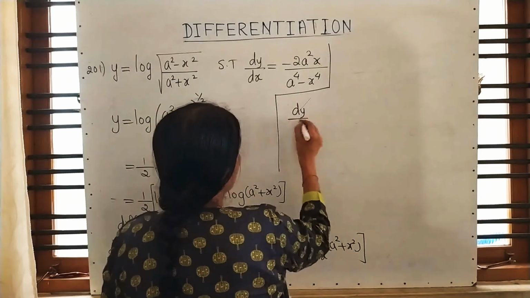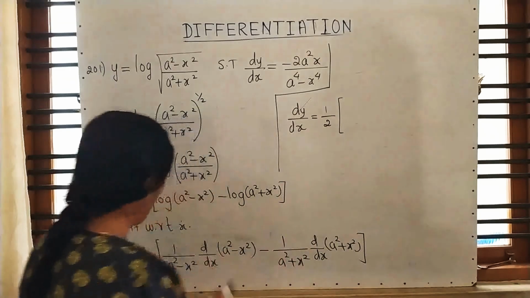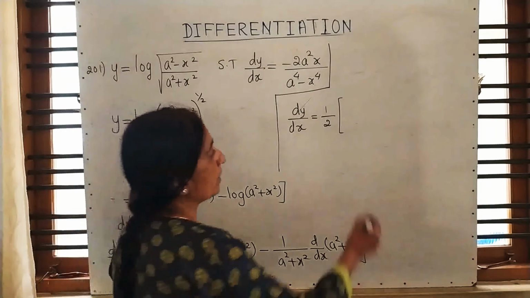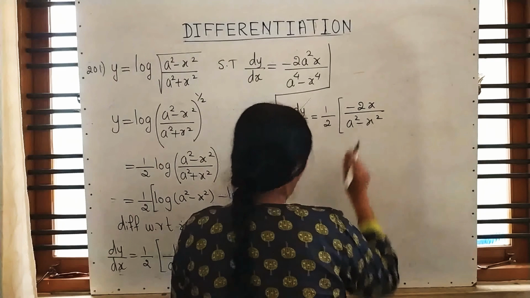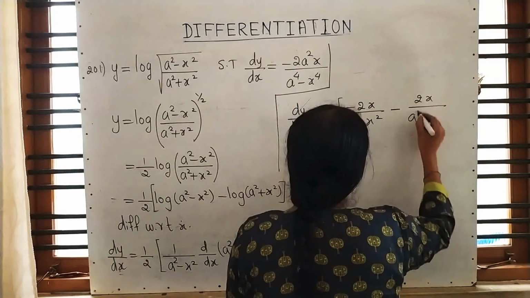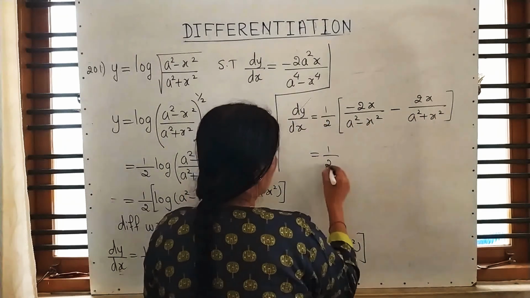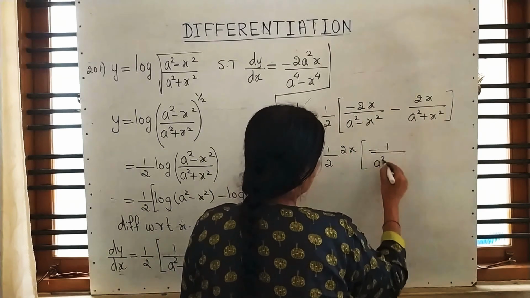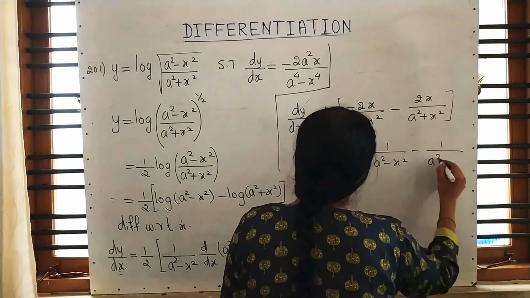dy upon dx is equal to 1 by 2, I kept outside as it is. What is the differentiation of a square minus x square? Is it minus 2x or what? And here a square plus x square is 2x, but in the middle we have a minus. And here 1 by 2, I took 2x outside. Only 2x, remember. The sign I kept as it is.